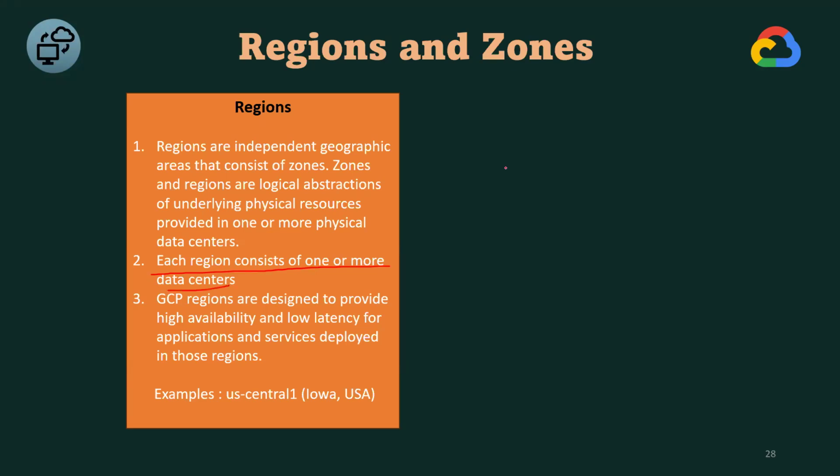As I told you, if I take a region, it will be having zones. Zone 1, Zone 2, Zone 3. This is Zone 1, Zone 2, Zone 3. Each zone will be having a data center. That means each region will be having one or more data centers. So that is what it means, right? So this is how the regions are consisting of one or more data centers.